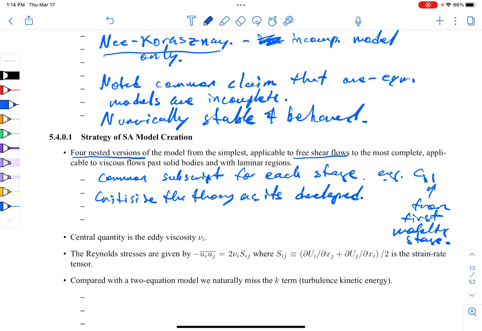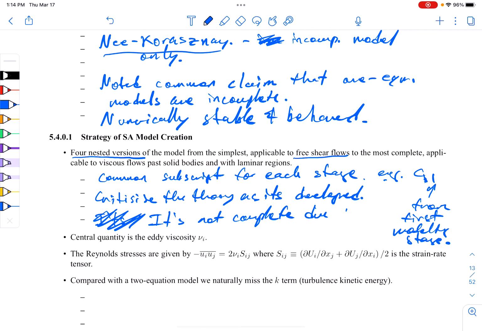And also, their aim is always to try and create a complete model, but I do argue myself, it's my opinion, that it's not complete due to wall distance functions.